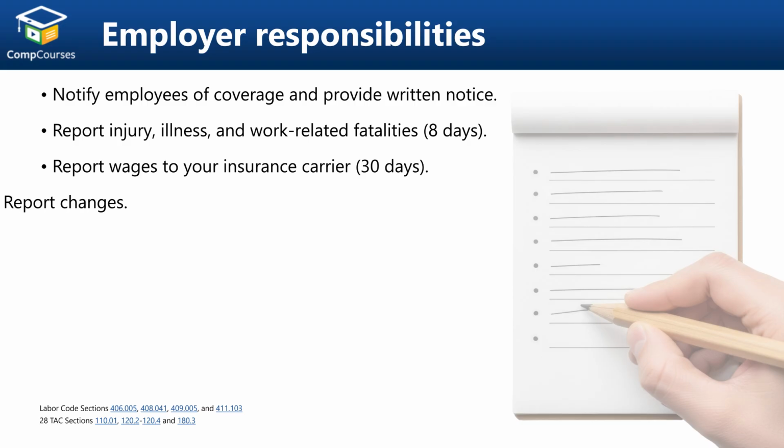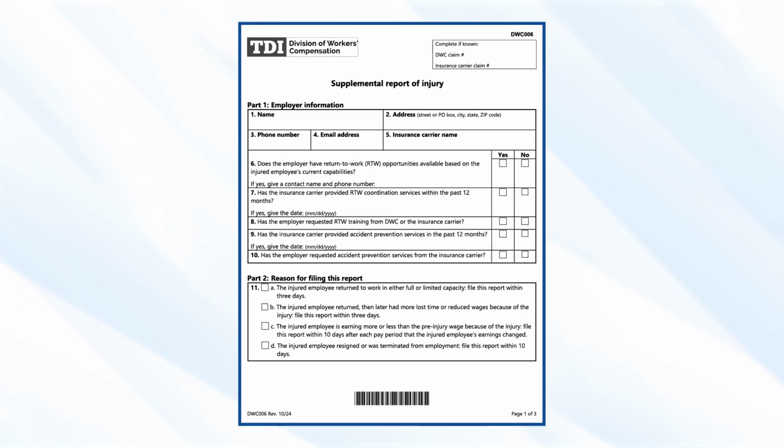Now, the employers must report any changes. So again, employers, if there are any changes in the injured employee's wages, on returning to work timeframes, those must be reported. Now, to report any changes, the employer uses a DWC Form 006. This is called a Supplemental Report of Injury. This report must be filed with the injured employee as well. A copy must be supplemented to them.